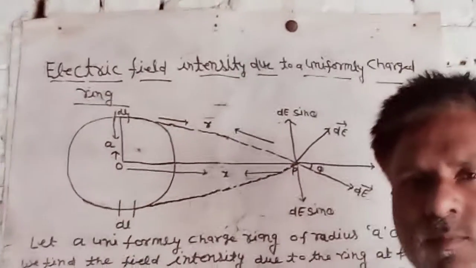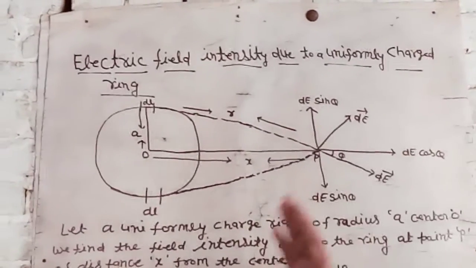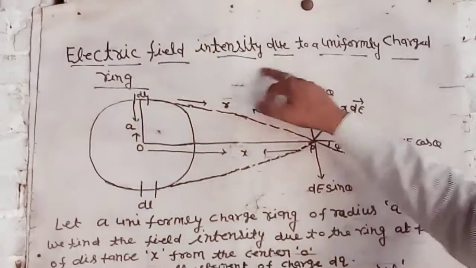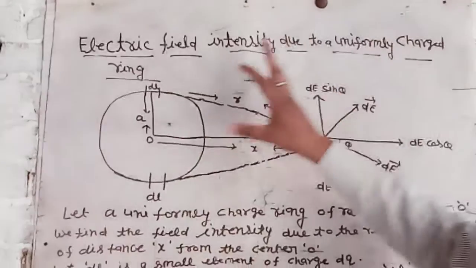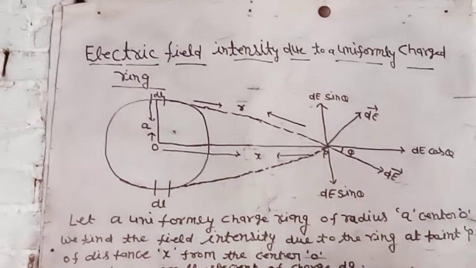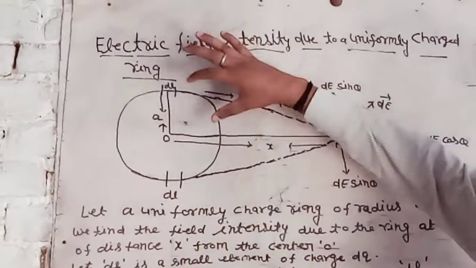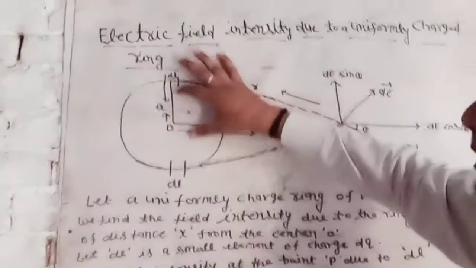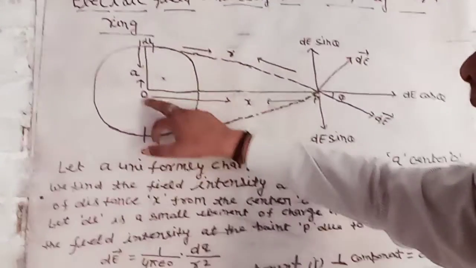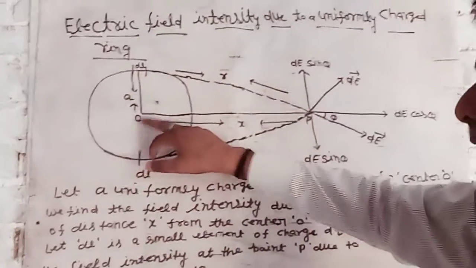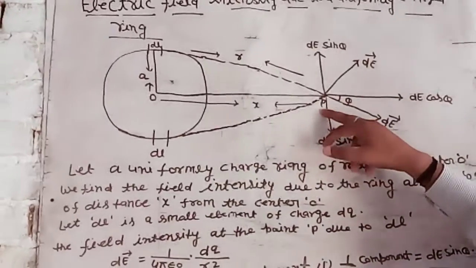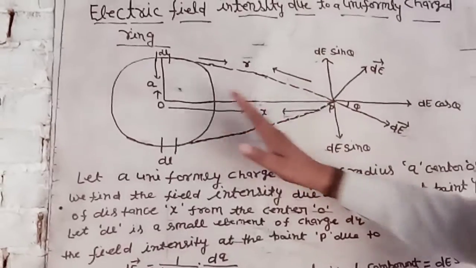My dear students, today we will study the electric field intensity due to a uniformly charged ring or circular disc. Consider a uniformly charged ring of radius a at center O. We calculate the electric field intensity at a point P due to the uniformly charged ring.